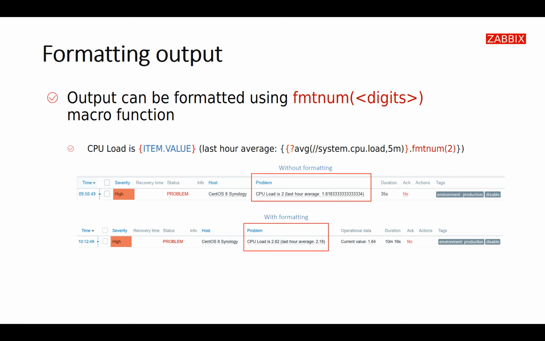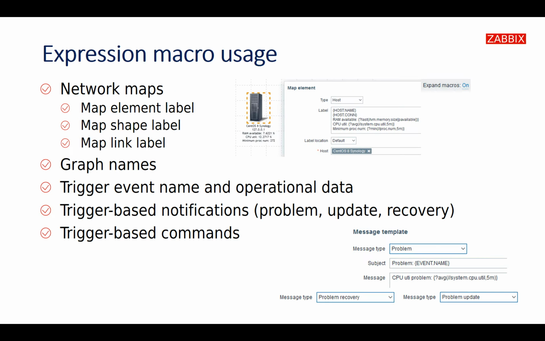This can be useful to make the data that you are showing in the problem or operational data field more compact and appealing. Where else can expression macros be used? In network maps for element labels, shape labels, and link labels.